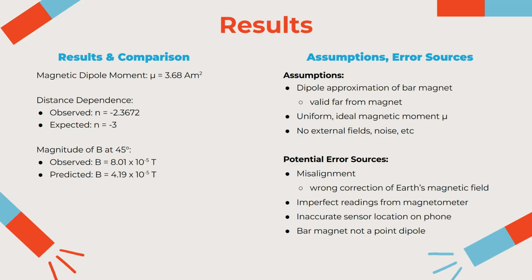The assumptions we made were that the dipole approximation of a bar magnet held true, that a uniform ideal magnetic moment mu existed, and that there were no external fields or noise. Some potential error sources were misalignment resulting in wrong correction of B Earth, imperfect readings from the magnetometer, inaccurate sensor location on the phone, and/or the bar magnet not being a point dipole.